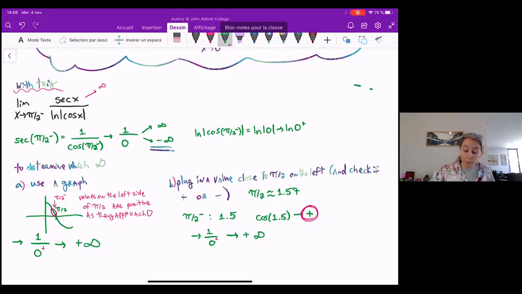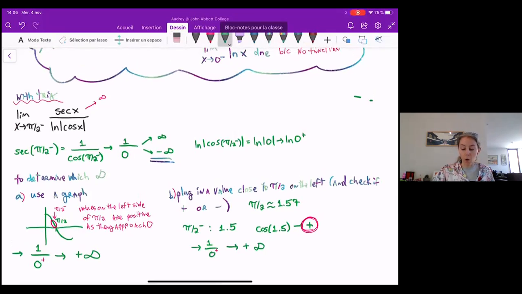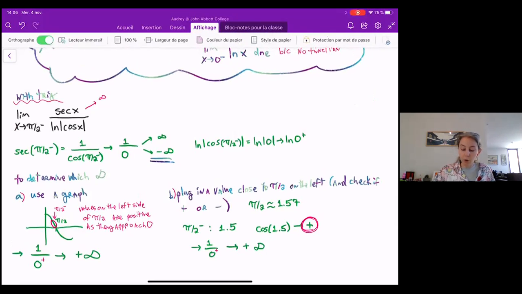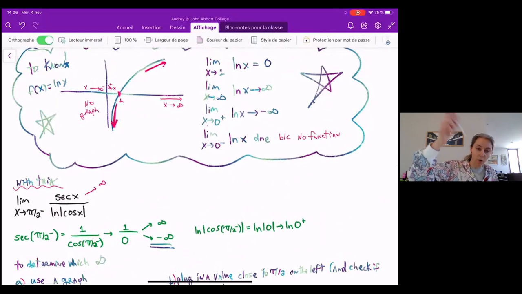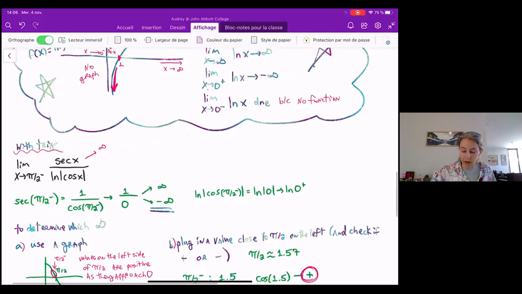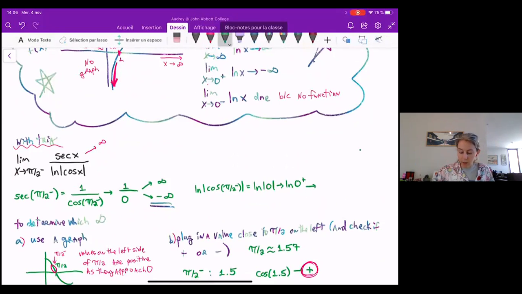And we saw up here in the last video that ln of 0 from the right, as we get closer and closer to 0 on the right side of 0, we're going down to negative infinity. So we can see that this is negative infinity. So here I have infinity over negative infinity. It doesn't matter that one is positive and one is negative. It's still the form infinity over infinity, which allows me to use L'Hopital's rule.